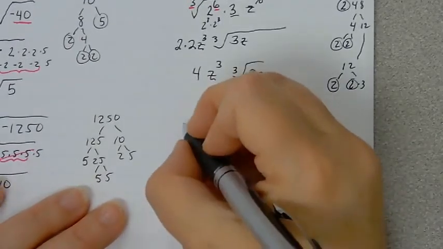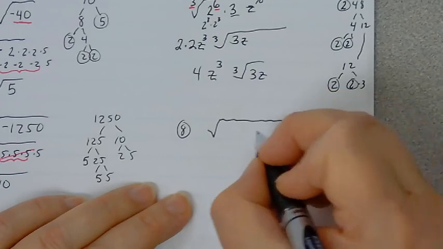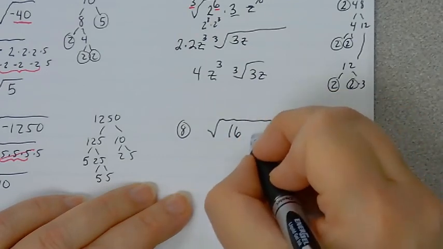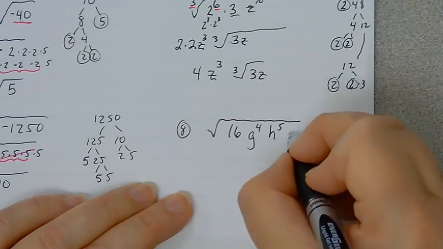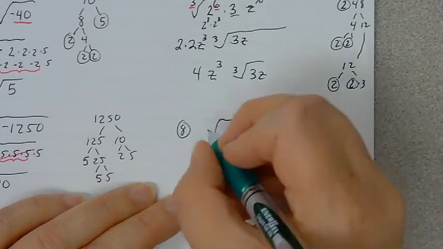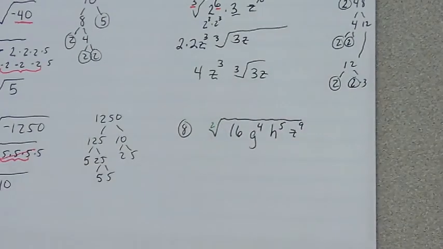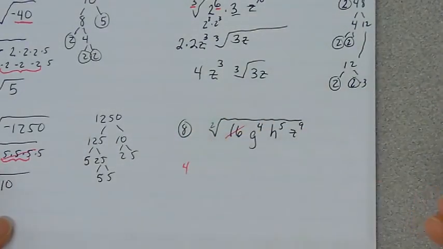Last example. Square root of 16 g to the 4th, h to the 5th, z to the 9th. So this is a square root, so there's an understood 2 right here. I'm looking for groups of 2. I know what the square root of 16 is. The square root of 16 is 4.